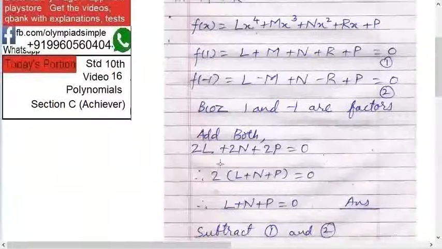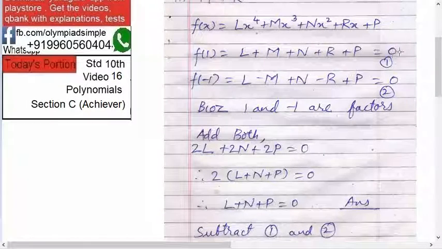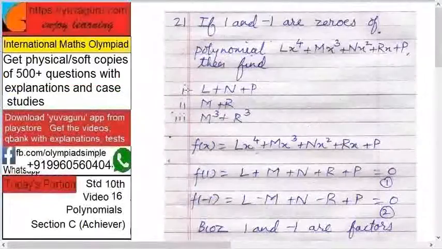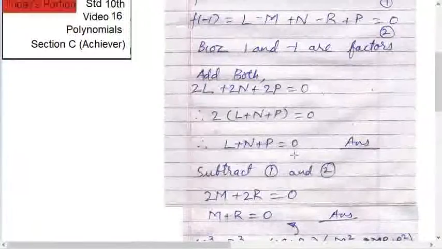So next, add both 1 and 2. This is equation number 2, this is number 1. Add both. What will you get? 2L plus 2n plus 2p equals 0. Therefore, taking 2 common, L plus n plus p equals 0. Therefore L plus n plus p equals 0. The 2 goes to the other side, it becomes 0. That is the first answer: L plus n plus p is equal to 0.